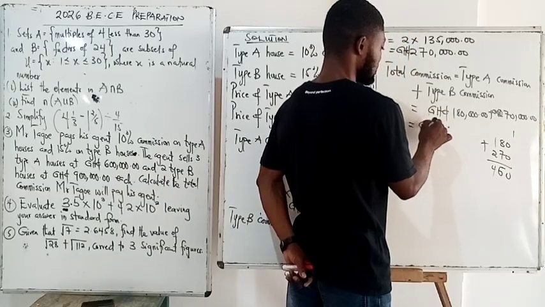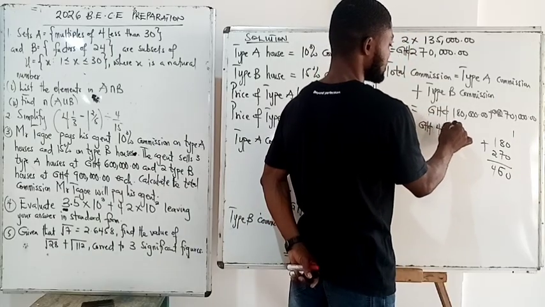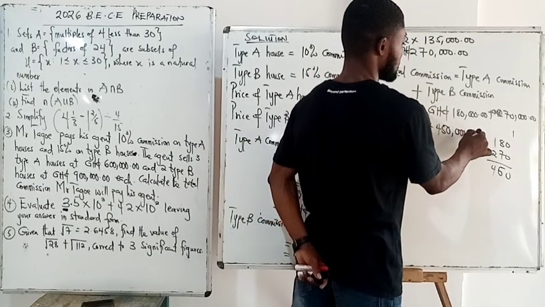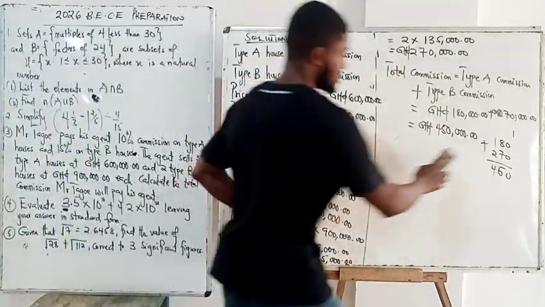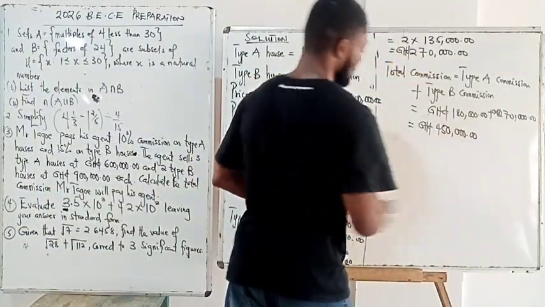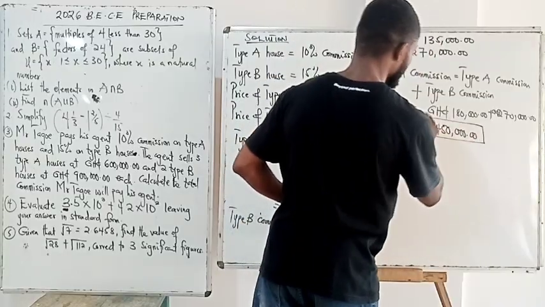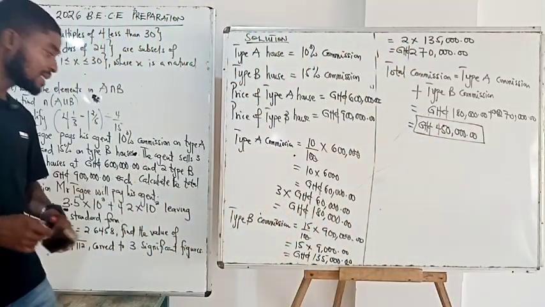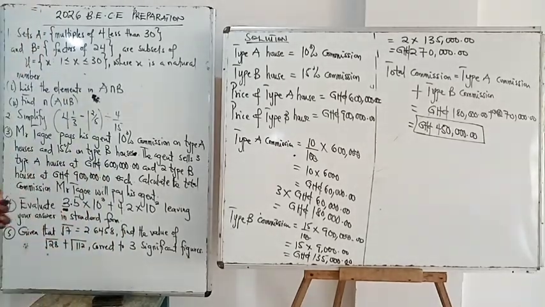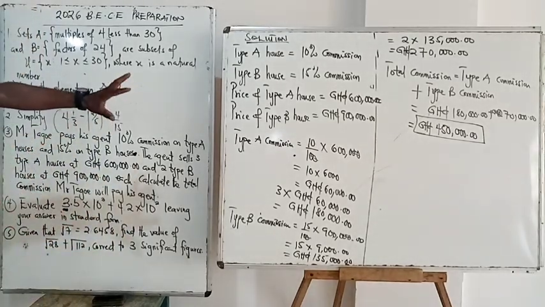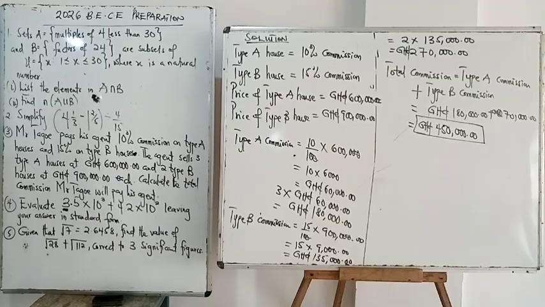So Ghana cedis 450,000. Yeah. So 450,000 Ghana cedis is the total commission Mr. Tego will pay to his agent for selling the 3 type A houses and then 2 of the type B houses. So this is how to go about this particular question. And then question 4 says that we should evaluate 3.